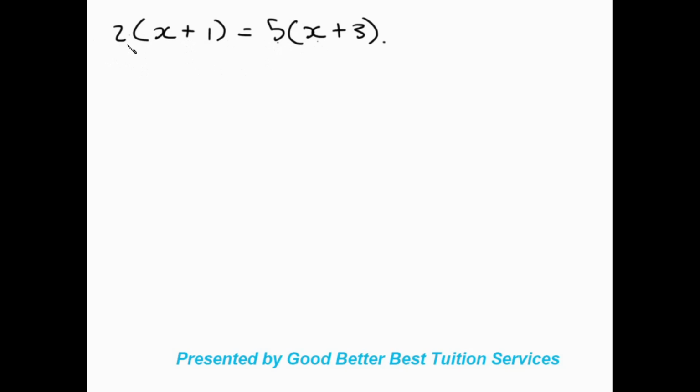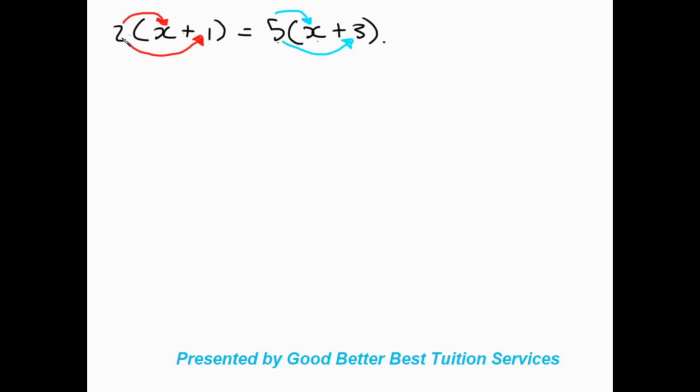So first thing we always have to do is simplify both sides of the equation. So we know that how we're going to times this in is the 2 is going to times into the x first, and then it's going to times into the 1 as well. And then our 5 is going to times into our x first over here, and then it's going to times into our 3 over there. So that's how we're going to times our 2 and our 5 into the brackets.